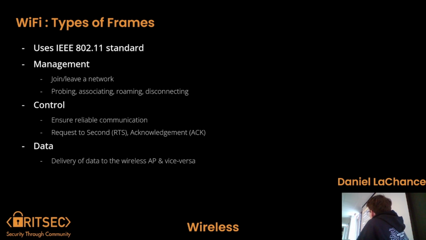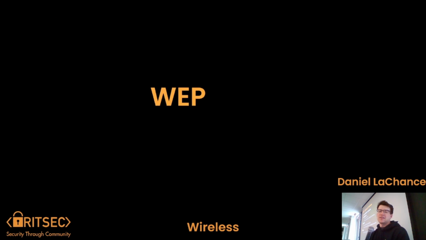Then there's also control for reliability. I'm not going to talk too much about that. It's just acknowledgement, making sure that data gets there. Wi-Fi frames can be lost, but acknowledgements help keep that from becoming a major problem. So finally, data. Everybody understands data. There's not really more to say.